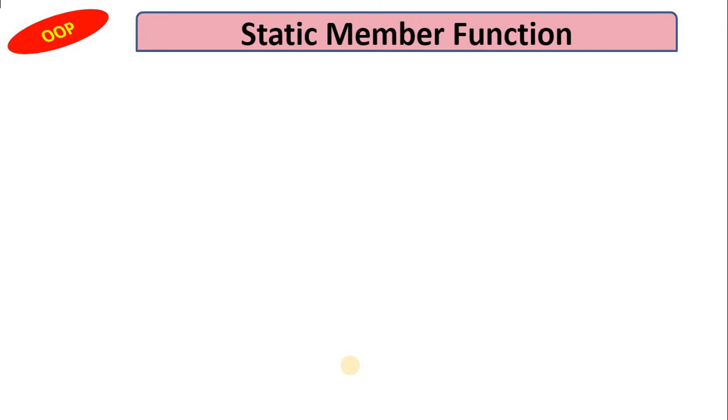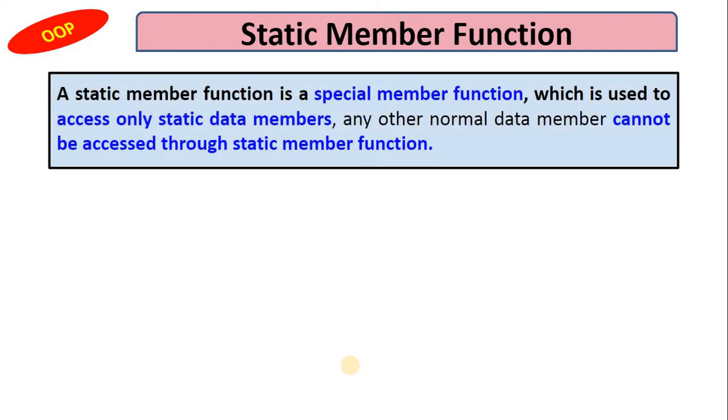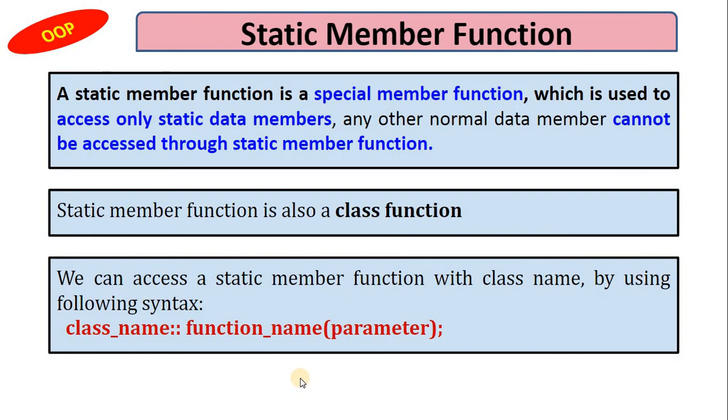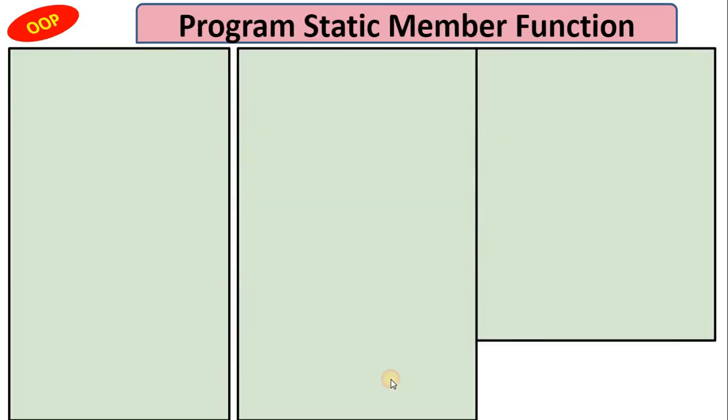Now the next concept comes the static member function, which is a special member function, and these member functions are used only to access the static data members. Any other normal data member actually cannot be accessed through a static member function. Static member function is also a class function, and access of static member function is possible, but here we do not need an object. We just access the static member function with the help of a class name, for example class name, scope resolution operator, function name, and the parameter.